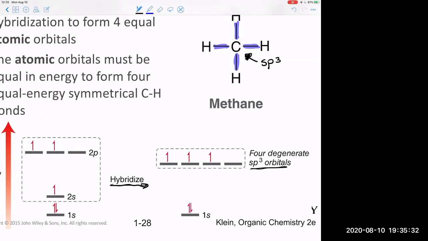The important part here is the 4 new orbitals that you form are degenerate. What that really is a special way of saying is that they're equal in energy. So now you have 4 new bonding orbitals because you mixed your s and your 3 p's. So that's really what we're talking about when we're talking about hybridization. When you think sp3, you think the mixing of the s and all 3 of those p orbitals.